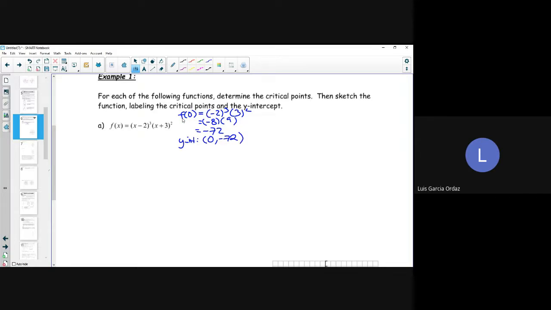Now I need to take my first derivative test. So let's figure out what the derivative of p of x is and the derivative of q of x is. This is a power of a function rule. So p prime of x is going to be 3 times (x minus 2) squared, and q prime of x is going to be 2 times (x plus 3).